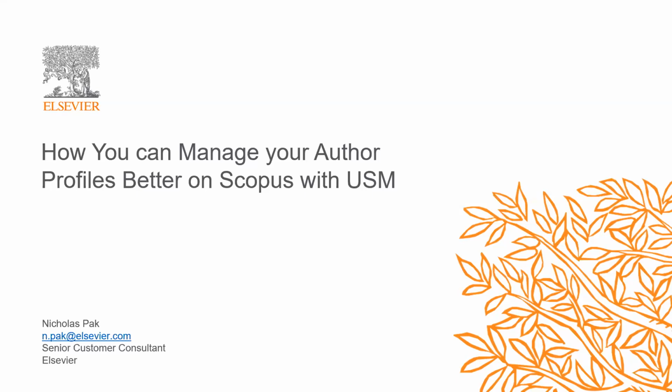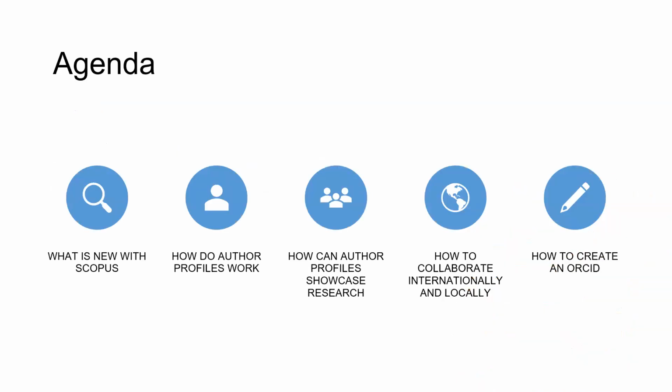And today I'll be sharing with you on how you can manage your author profiles better on Scopus over here at USM. So in today's session, I'll be walking through 5 key components. What is new with Scopus? How author profiles actually work? How author profiles are able to showcase research, how one can collaborate both internationally and within Malaysia, and how you can create an ORCID ID. I think all of these are very important things that you need to focus on with regards to your author profiles. So we'll go into more detail subsequently.